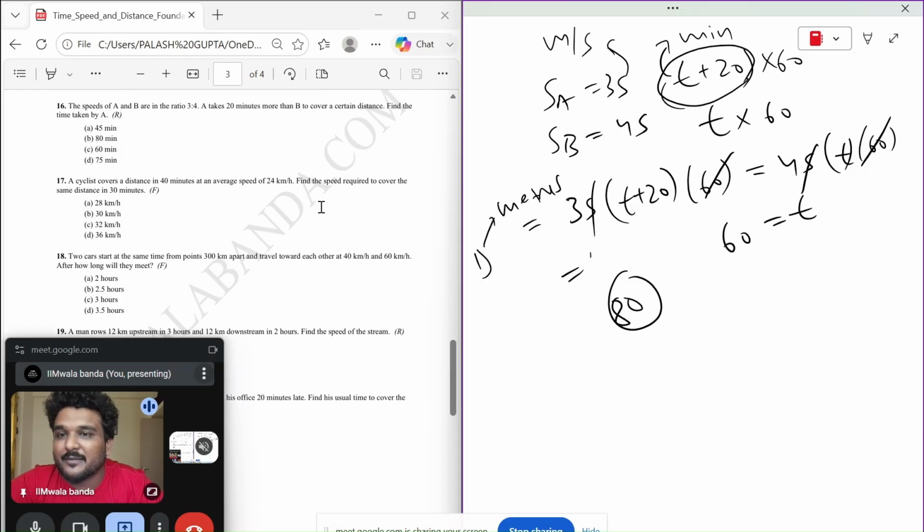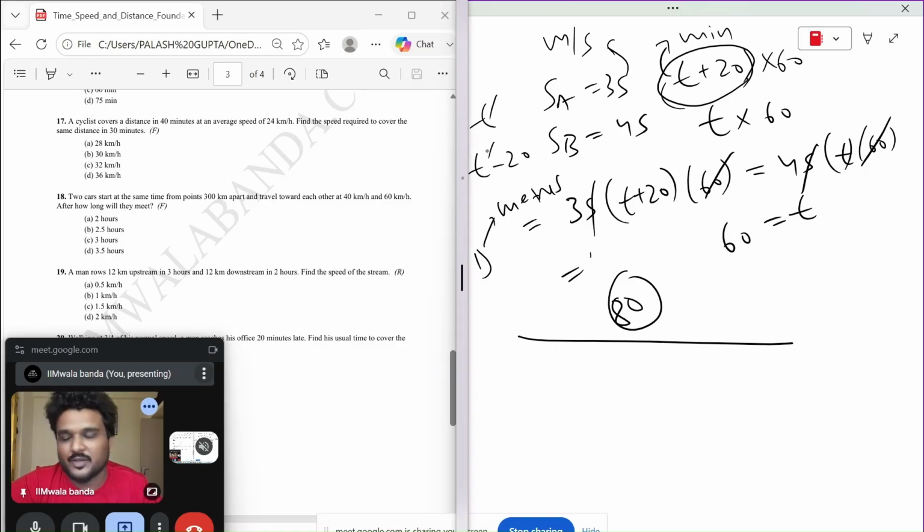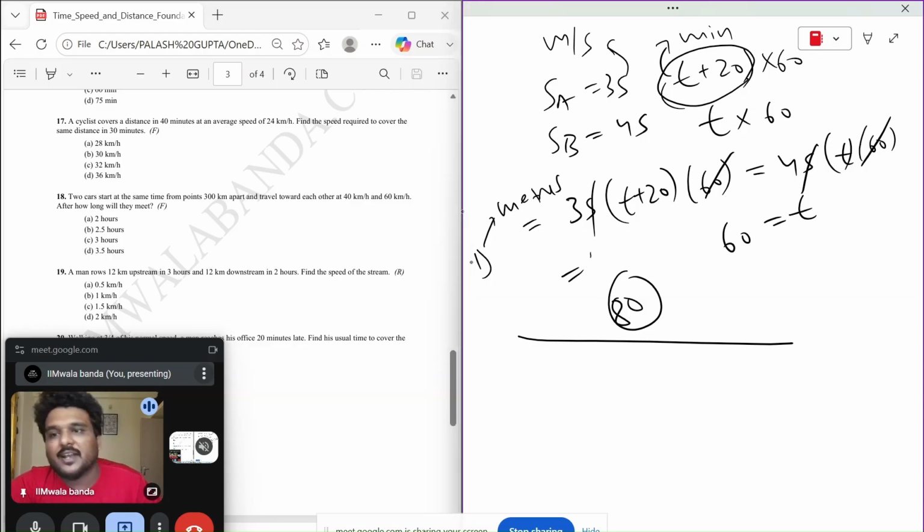Because we are asking the time taken by A and not B. If you don't want to get confused, you could have assumed the time taken by A as t, and the time taken by B will automatically become t minus 20. In that case, whatever answer comes is the answer. But since this time I took t as the time taken by B, while going to the option I was being mindful of the same mistake. What is the value that I have found? What is the question asking?